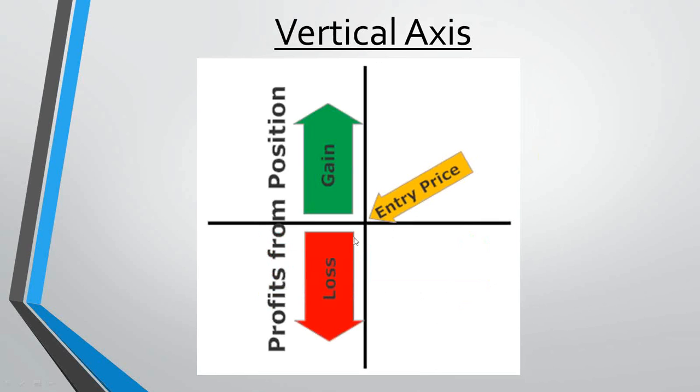The vertical axis represents whether the position you're in, the Nadex spread that you're in, is either in a loss or a gain situation. Again, the entry price is represented by the intersection, and loss would be on the lower part of the vertical axis, and the gain would be on the upper part.